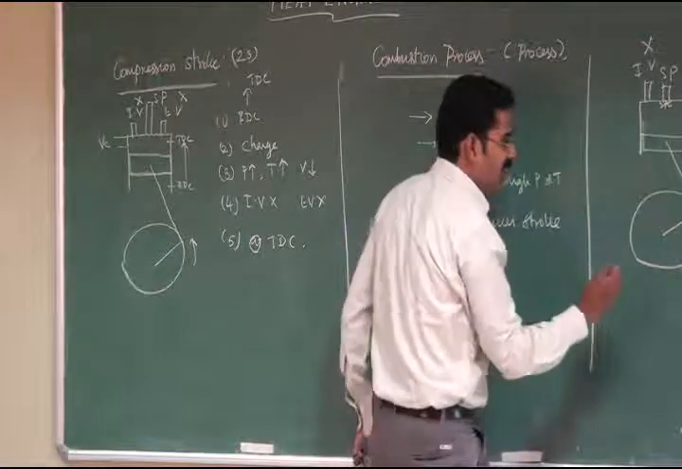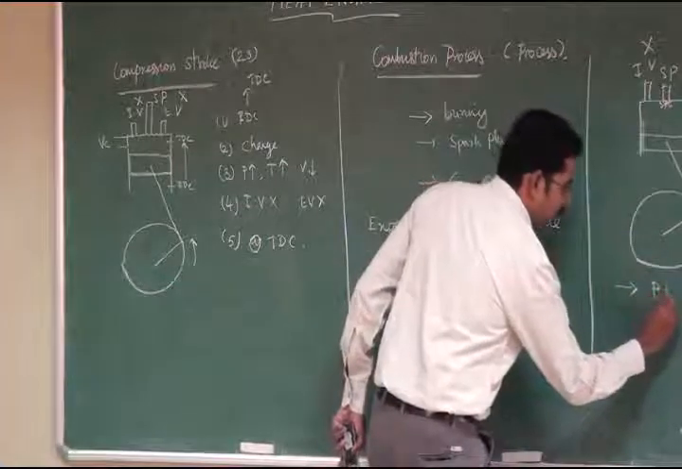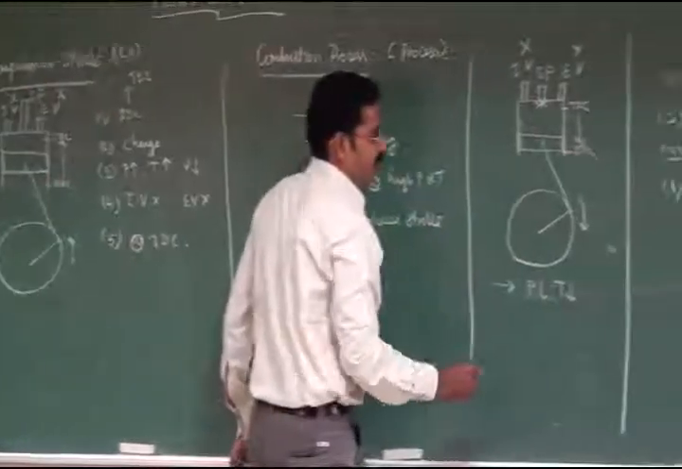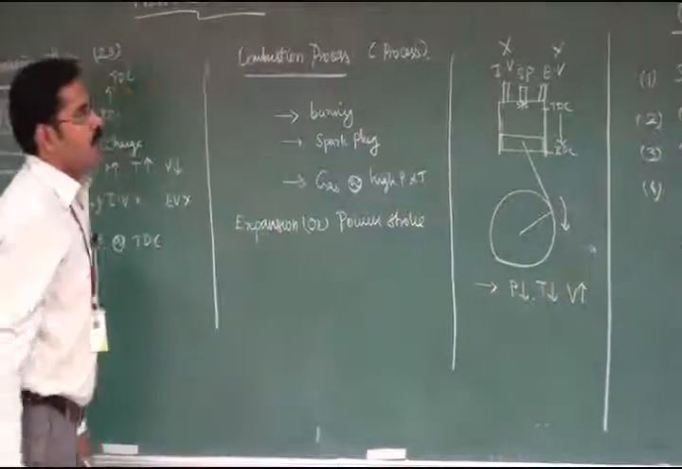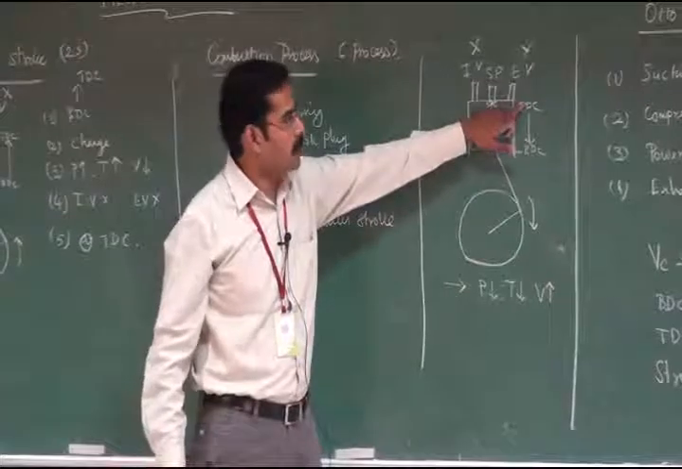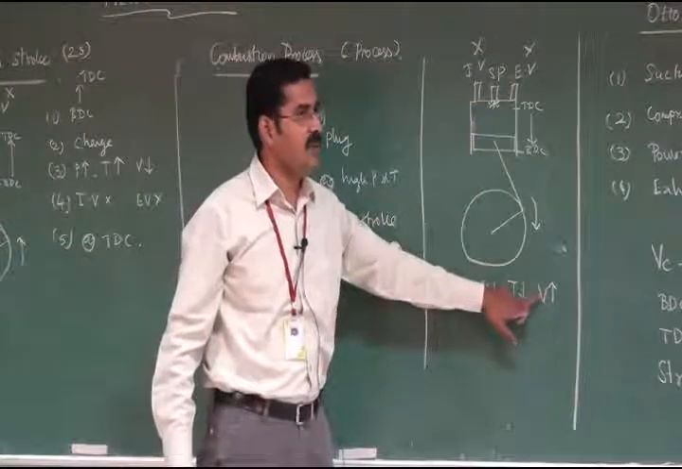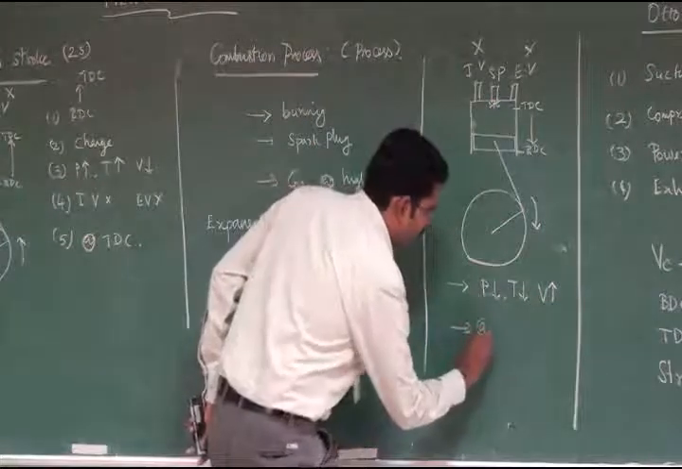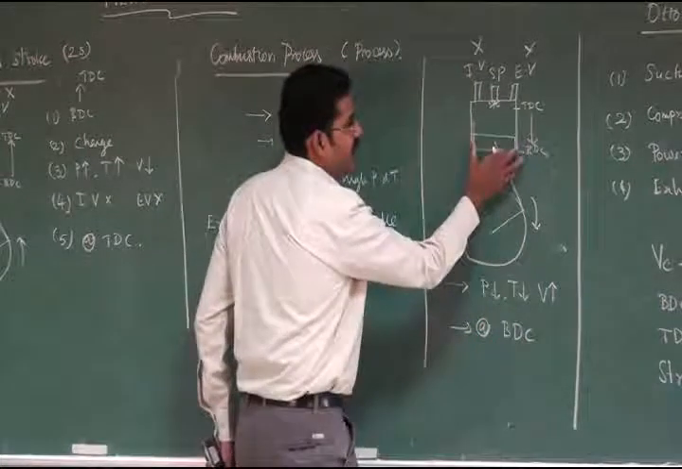What will happen? The properties of the working fluid, that is, the pressure of the gas, will decrease. If the pressure decreases, automatically the temperature of the gas also decreases. Then the volume increases, as seen in the diagram. So during the downward motion of the piston, called the power stroke, pressure decreases, temperature decreases and volume increases, and at the end of this stroke, the piston position will be at BDC.